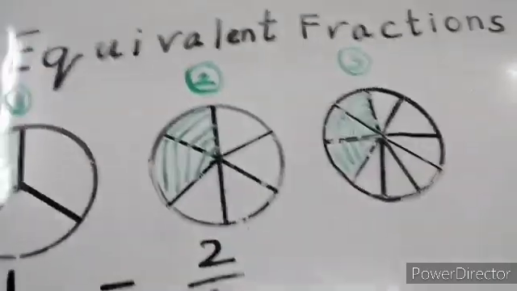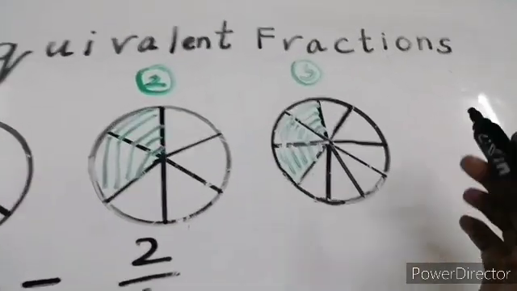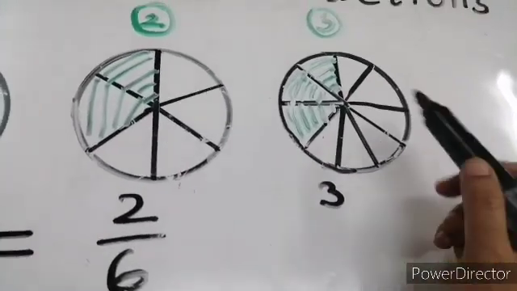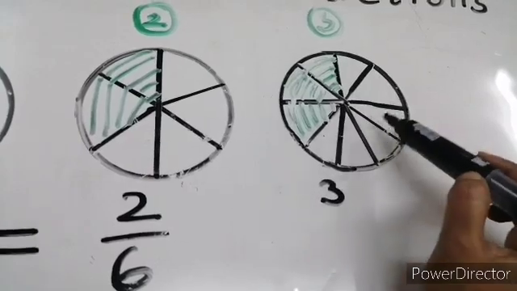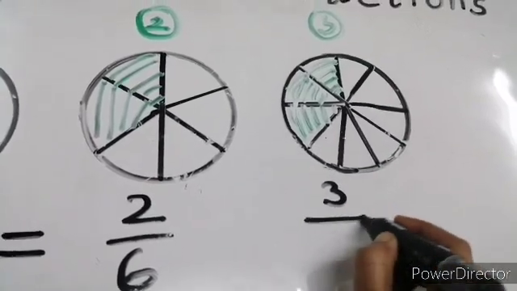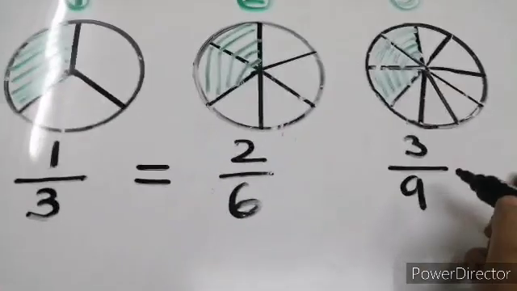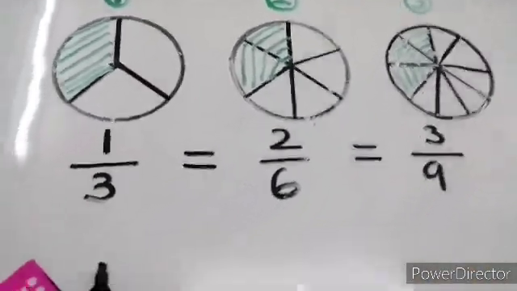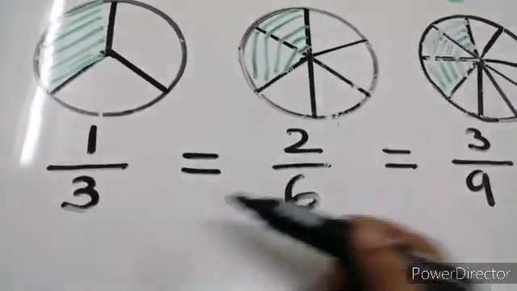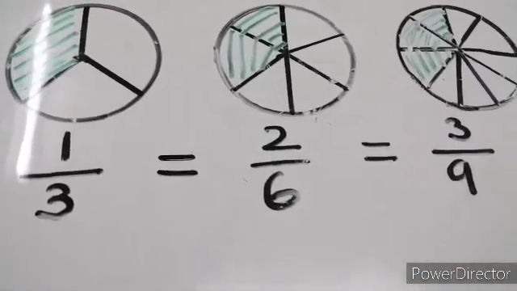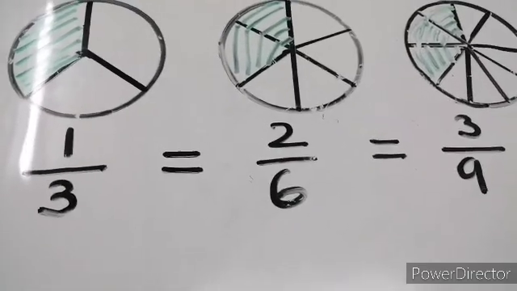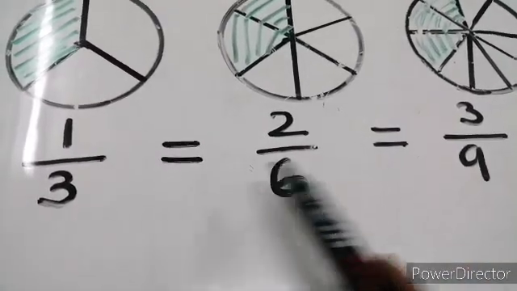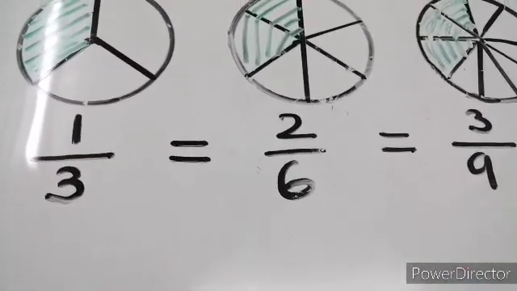Now let's write the fraction for the third circle. It is 3 by how many portions are there? 1, 2, 3, 4, 5, 6, 7, 8, 9. So 3 by 9. So all the 3 fractions here, 1 by 3, 2 by 6 and 3 by 9, are equivalent. They have the same value, but the numerators are different and the denominators are different.